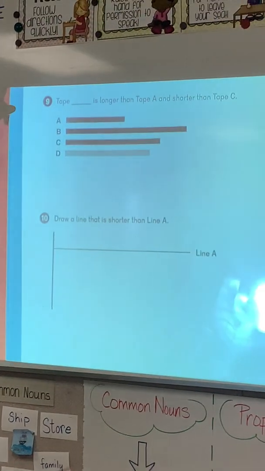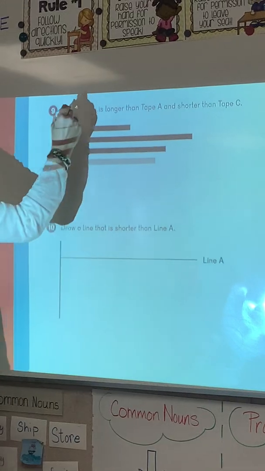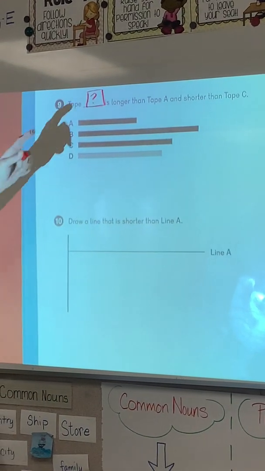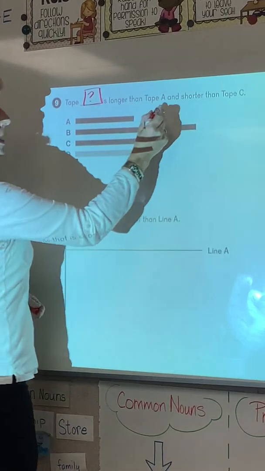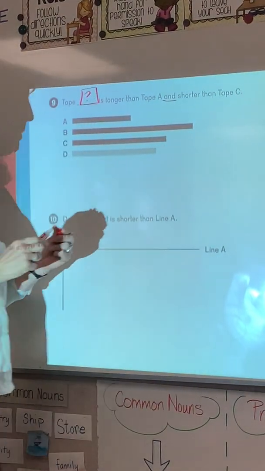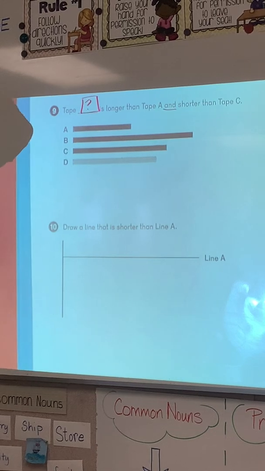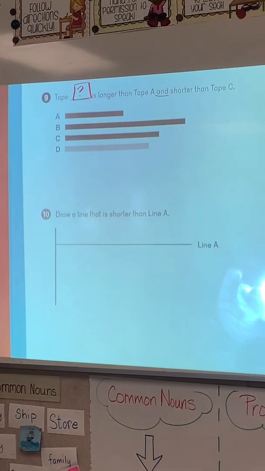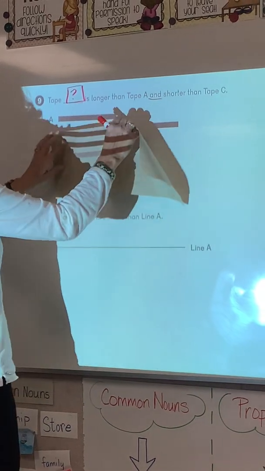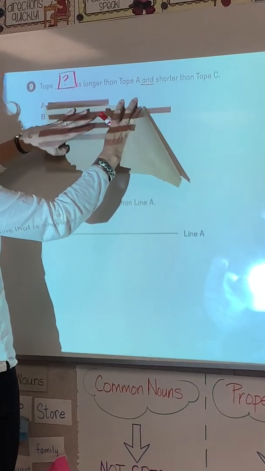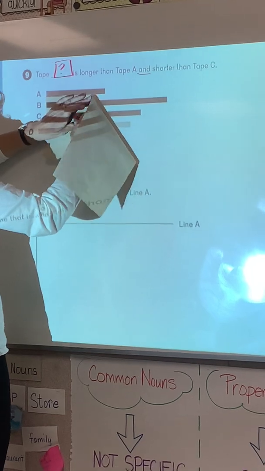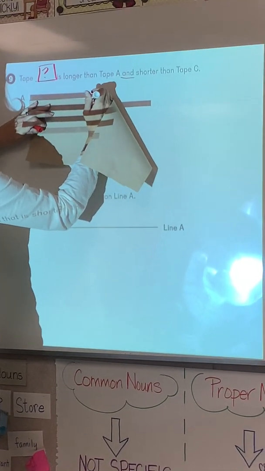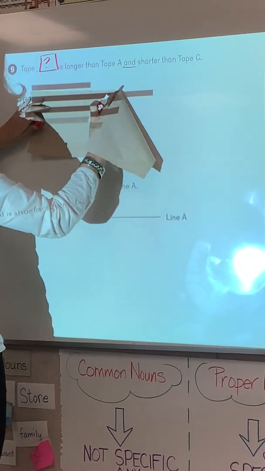Let's jump right in. Number 9: tape, we don't know which one yet, is longer than tape A and shorter than tape C. Okay, remember, 2 parts of this problem. Let's get our measuring stick out, which in our case is a paper towel. And let's measure number A. We're going to line it right up, and we're going to make a mark on our towel so we know how long number A is.